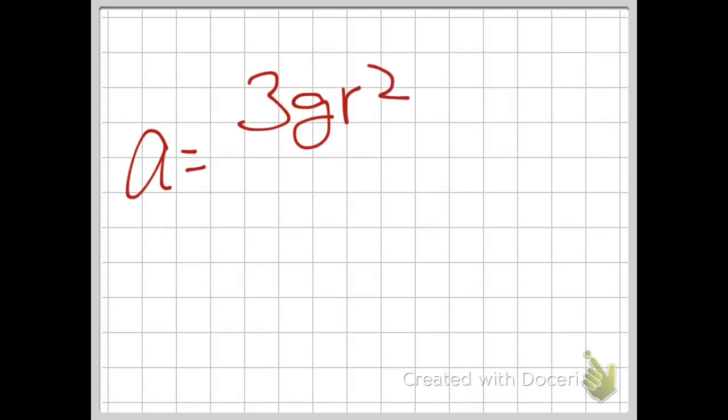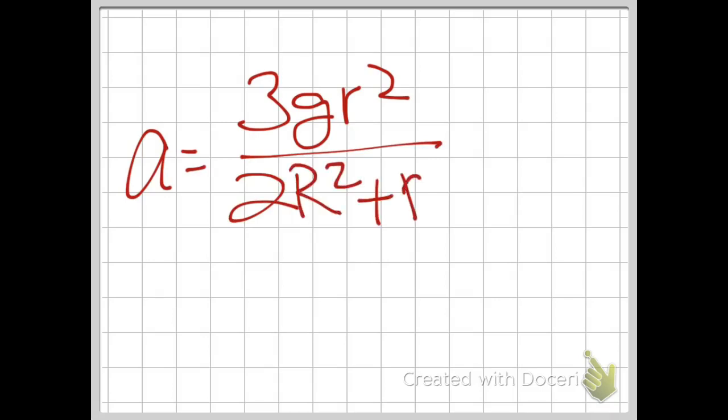So let me change to a celebratory color. We'll make it a nice red one. So our final formula is going to be acceleration is 3g r squared over 2R squared plus r squared. And that's your final formula. In the problem that you see this on, just show your work all the way through, get as far as you can, and you'll be okay.